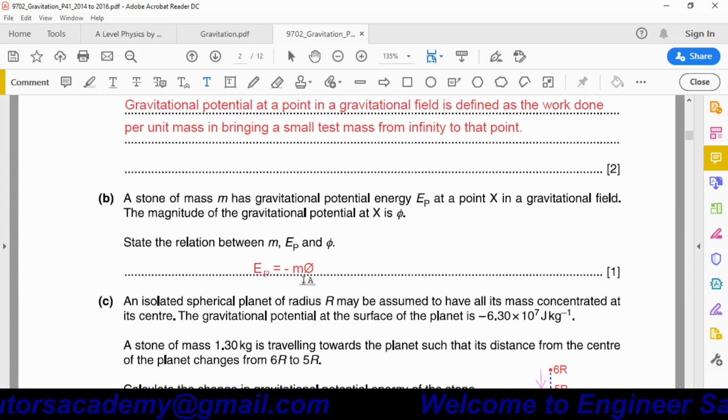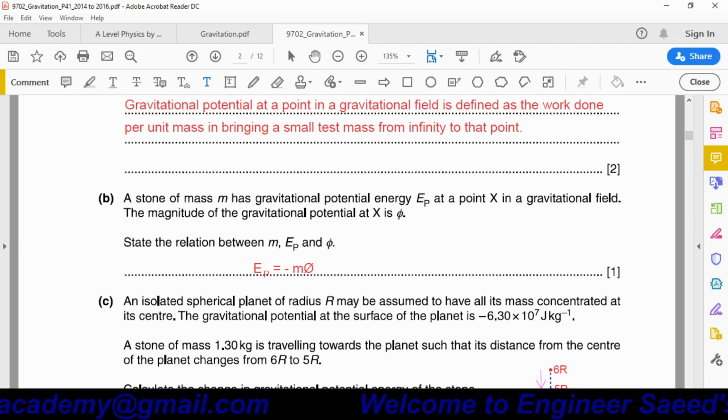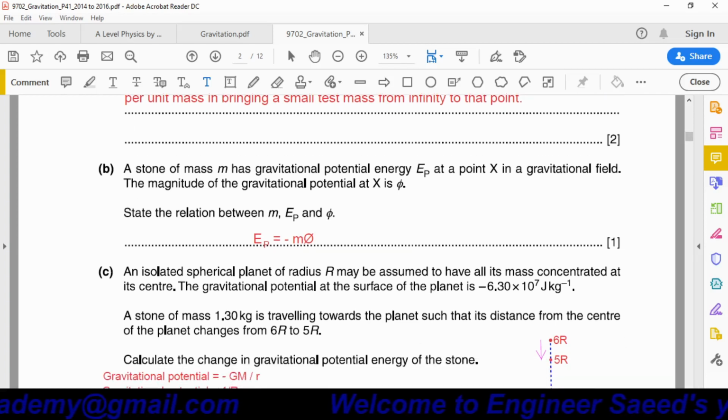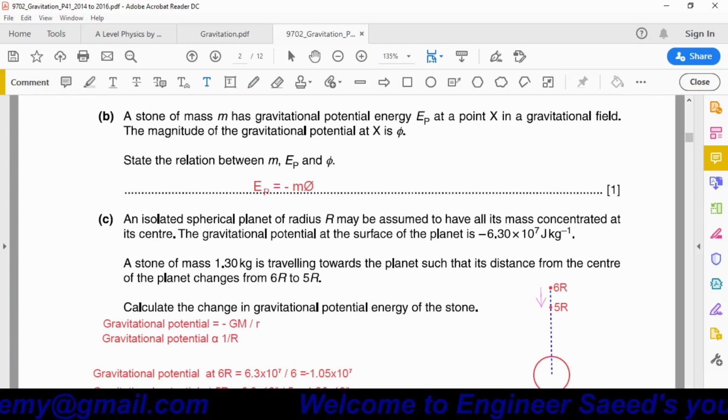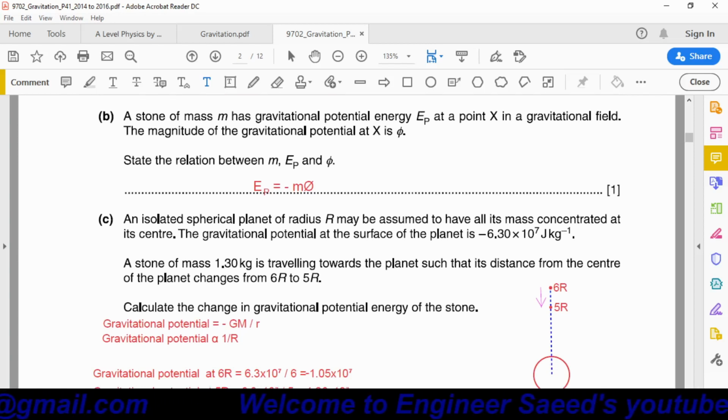Gravitational potential energy is equal to minus m phi. This minus sign represents force of attraction. When the object is moving toward the surface of a planet, we have to use the minus sign.